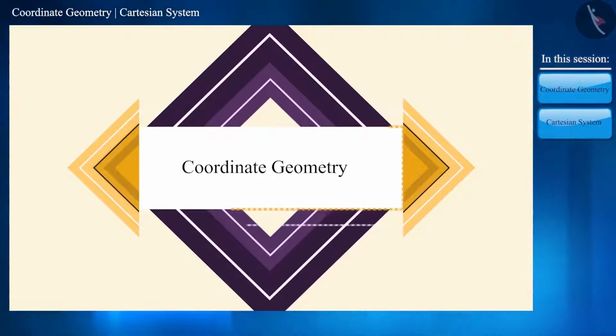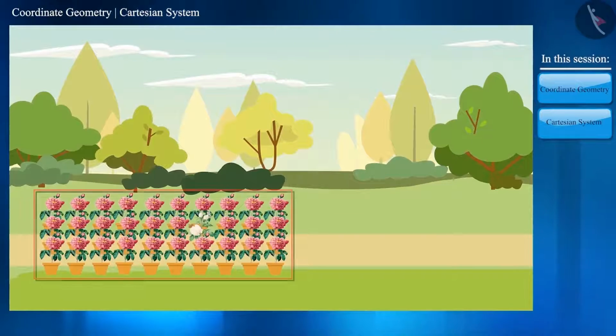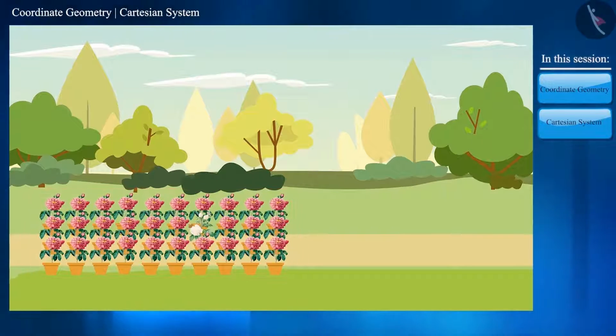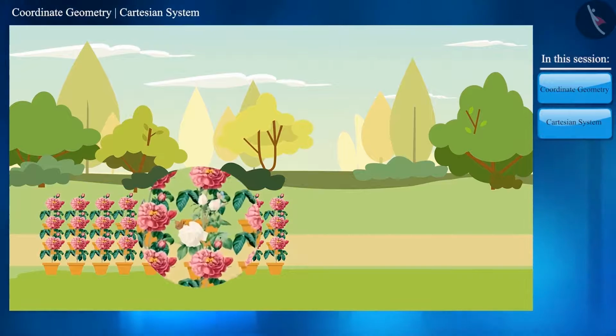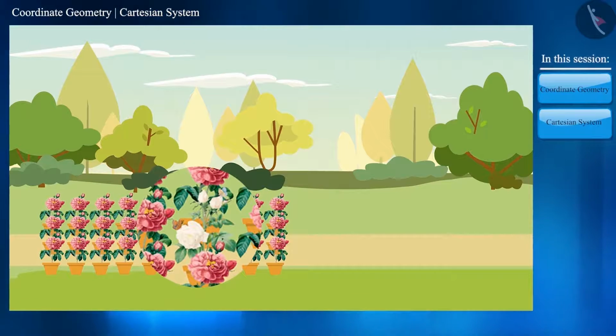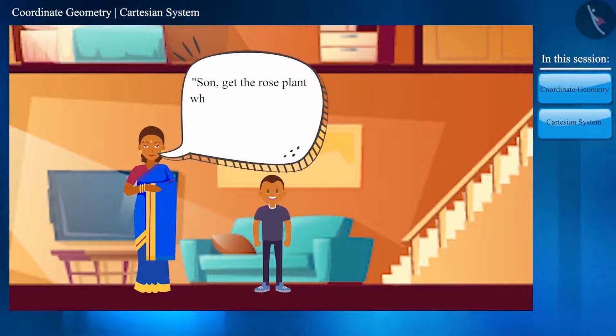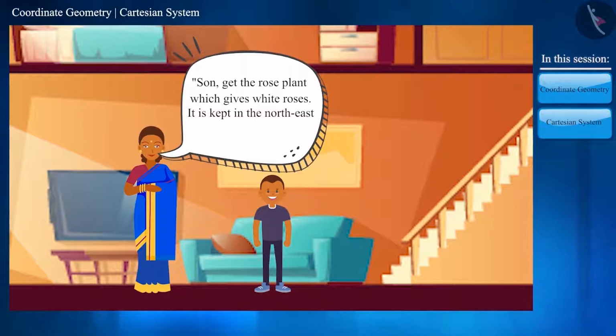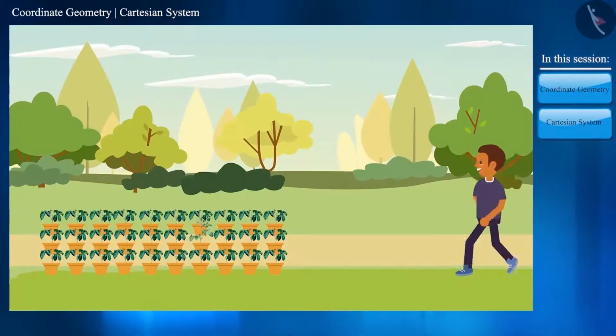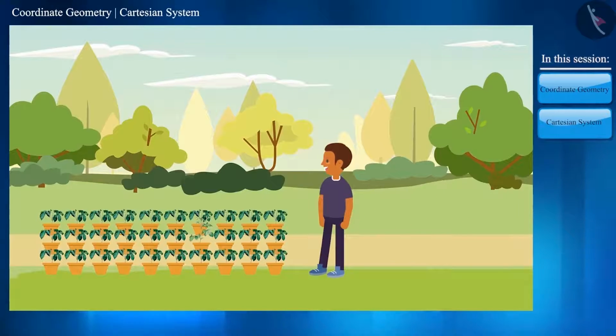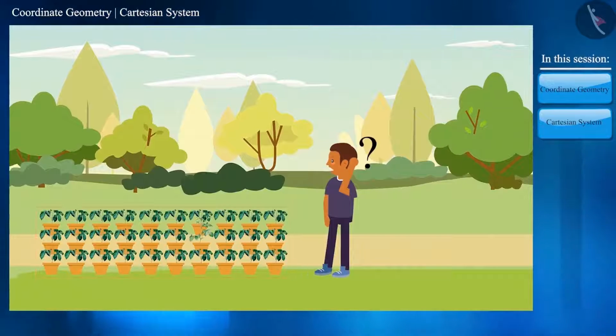Let us start this session with a story. In a field, many plants were planted, of which there was only one plant which had white roses on it. Rahul's mother asked him to get the same plant with white flowers. She added that it is kept in the northeast direction of the garden. But when Rahul went to the garden, there were no flowers in any of the plants, which could help Rahul to identify the plant with white-colored flowers.